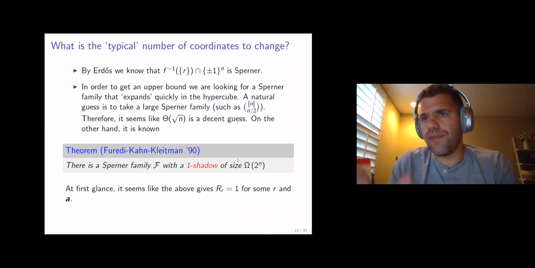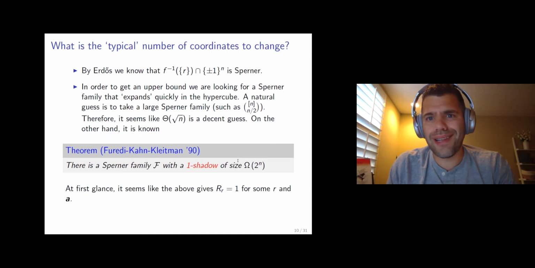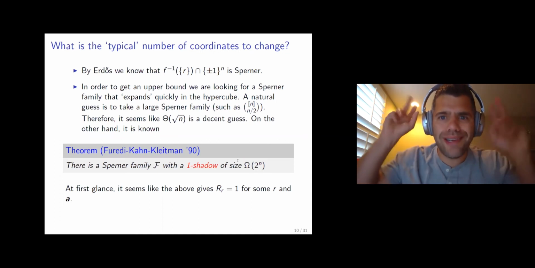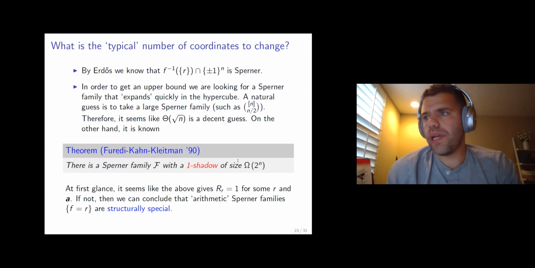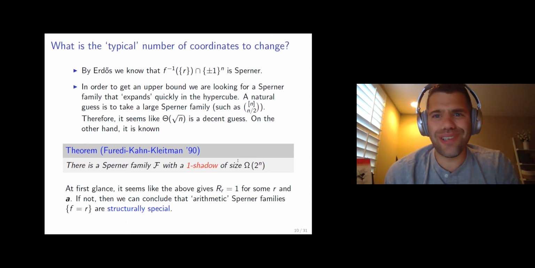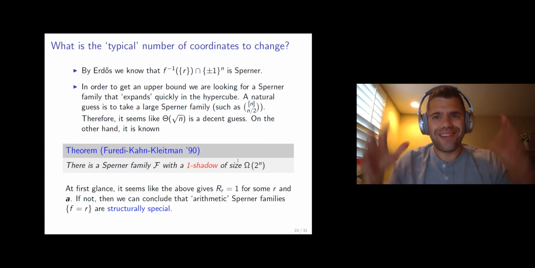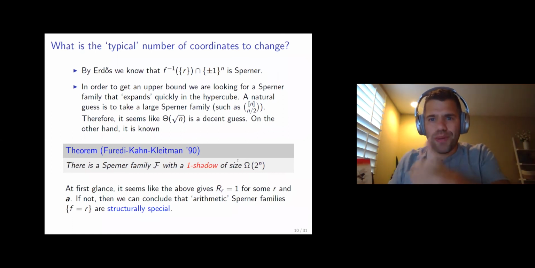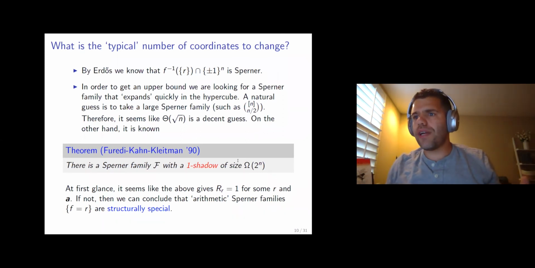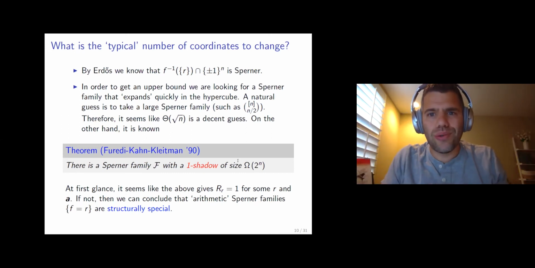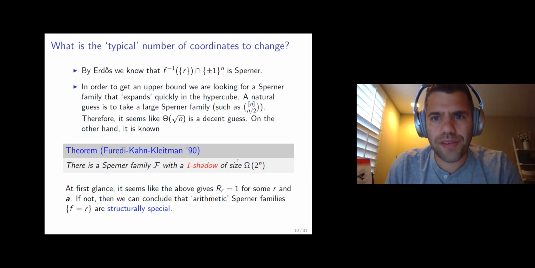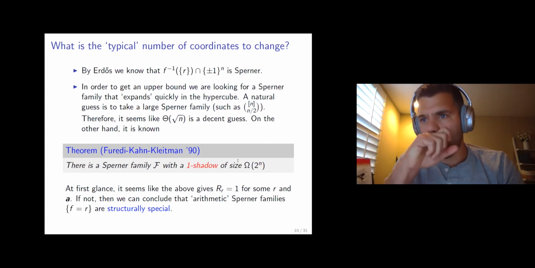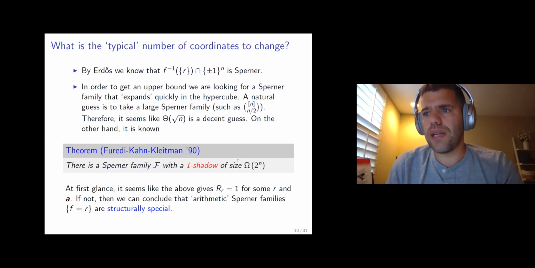So at first glance, this theorem seems to give a guess that this parameter R, which I call resilience or robustness, should be 1 for some R and the vector A. If not, then we can conclude that these arithmetic Sperner families are special, because the Sperner family that Fourier, Decaan, and Kleitman showed is, let's call it, a real Sperner family. But the Sperner families coming from solutions to these linear equations are very arithmetic in some sense, because they are the solutions of some linear equation. It's not that for every Sperner family we can assign a linear equation whose set of solutions it is. So this will give us another piece of evidence that these arithmetic Sperner families are structurally special.